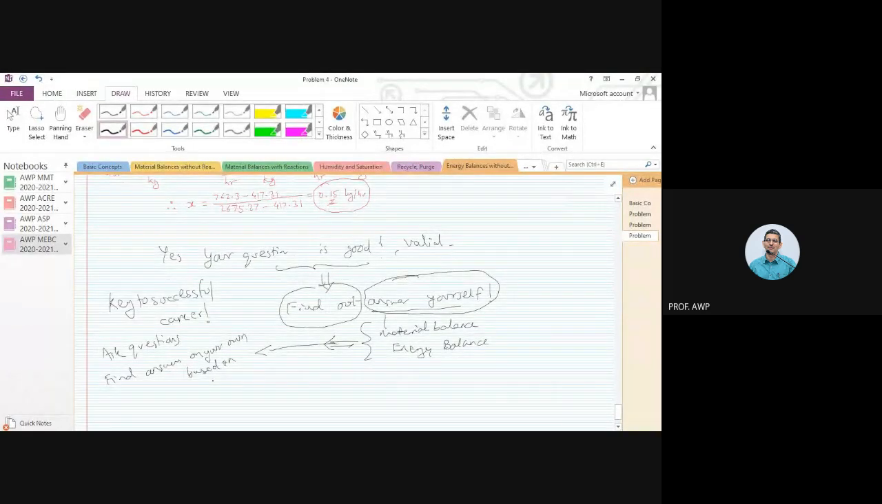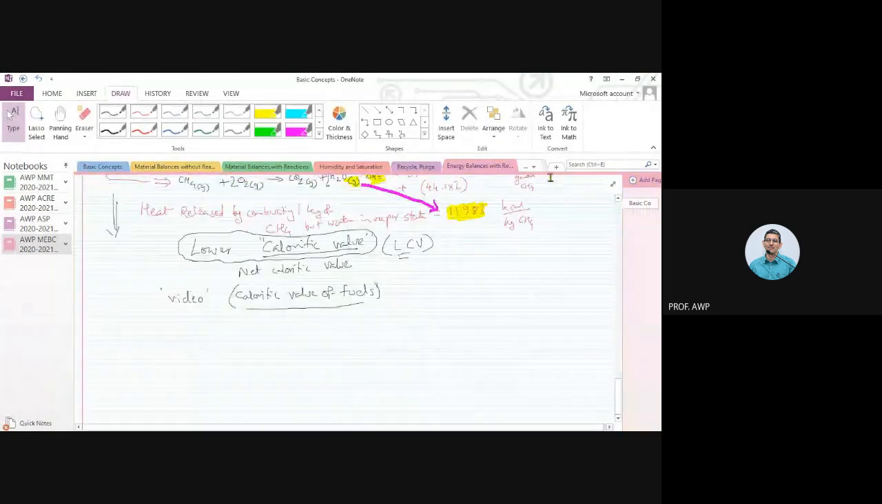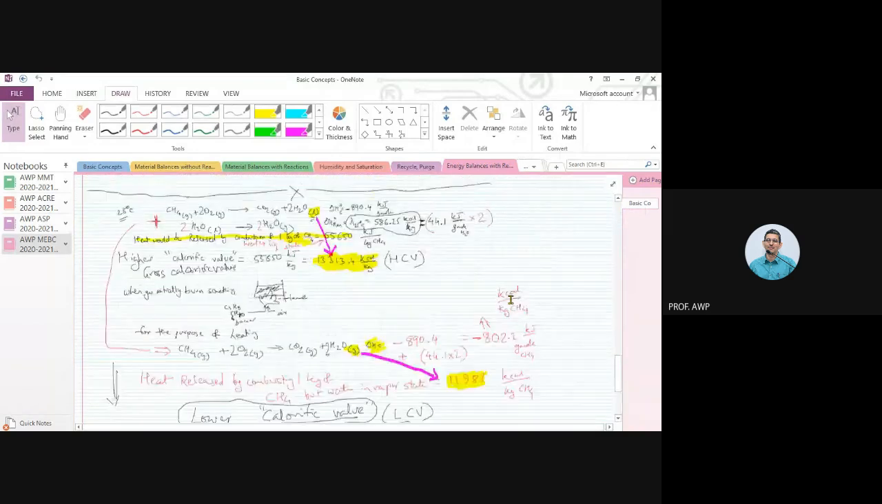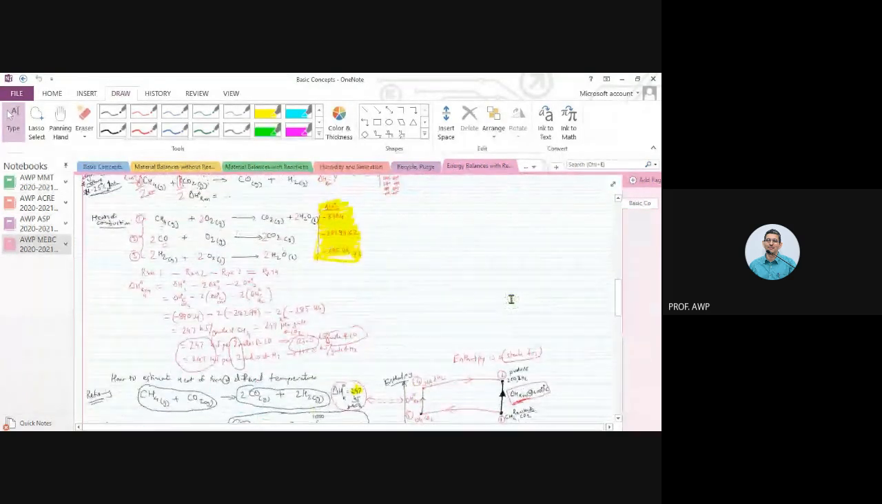All right, can we go forward now? Slightly longish answer. I had warned you initially only. The answer is going to be long. Can we go forward?